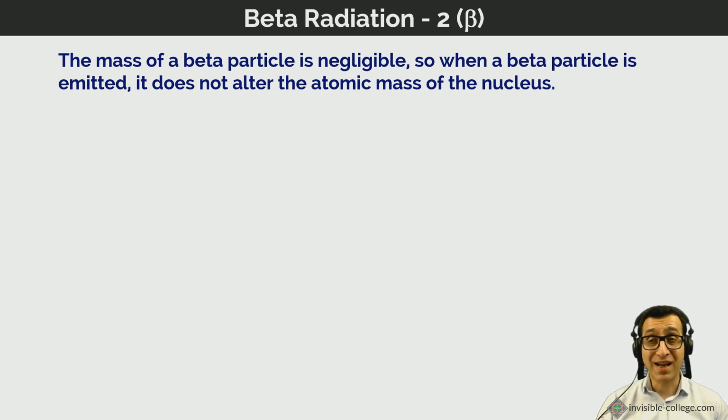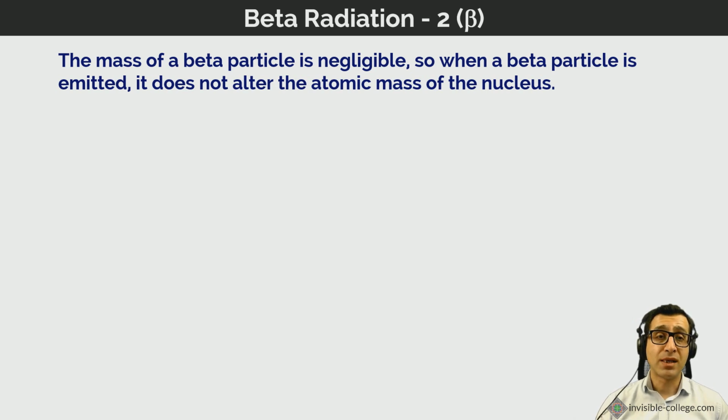So the mass of a beta particle is negligible. The mass of an electron is effectively about 1,840th of the mass of a proton or a neutron, and so it's effectively negligible. And so the emission of a beta particle from a nucleus doesn't really change its mass significantly. So the mass number of the daughter nucleus is going to be the same as the mass number of the parent nucleus. It does change the charge of the nucleus, though, because you've gone from having a certain number of neutrons to having one less neutron and one more proton.